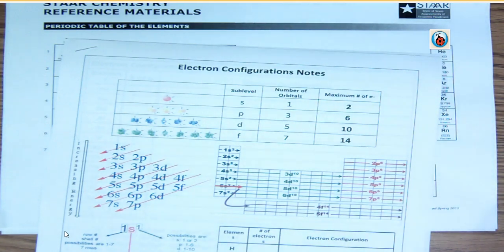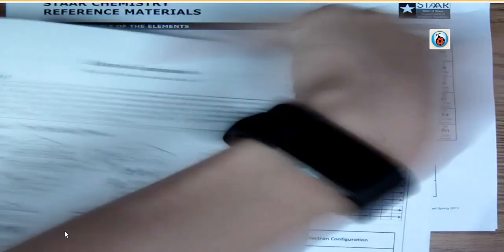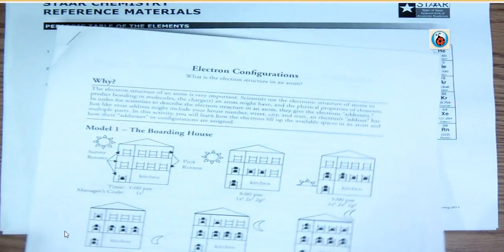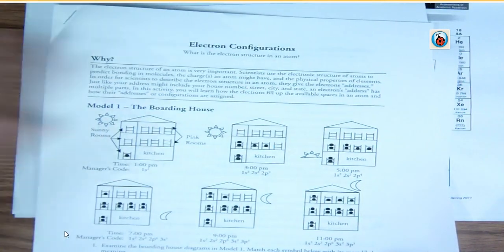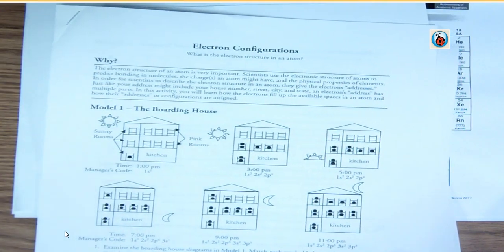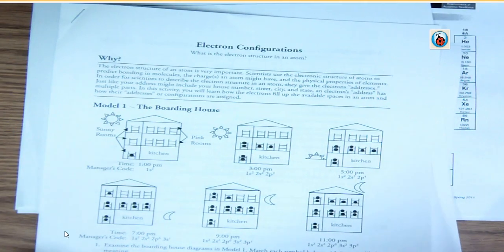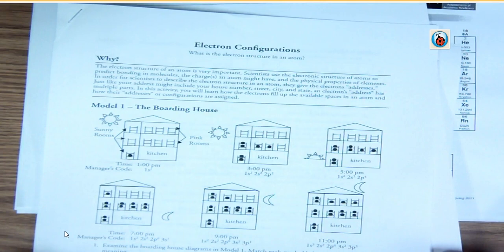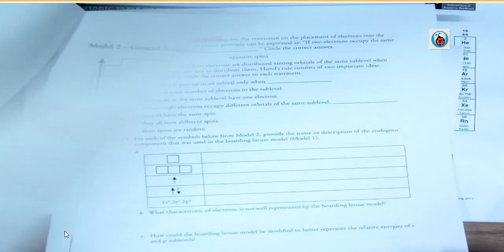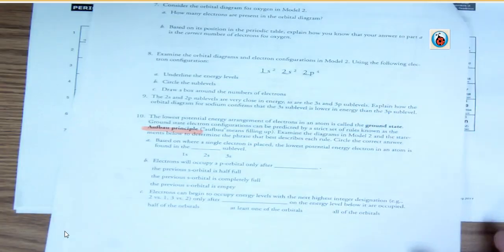So let's get started. At this point, you should have the Electron Configuration, the boarding house model, completed. This is the introduction. You should have worked on it on your own. You should be able to follow the instructions and answer these questions. And if you do have any questions, ask your teacher for some help. Okay, there's no video over this first one, but before we move on, I'd like to go over a few things that were on this.